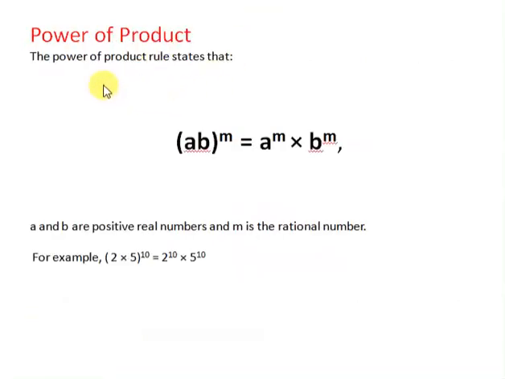Next is power of products. The power of product law states that if two numbers are in a product and they are raised to a single power m, then this power becomes the power of a and b separately. Here a into b whole to the power n will become a to the power n into b to the power n. See the example. Here 2 into 5 whole to the power 10. So this power 10 becomes the power of 2, as well as the power 10 becomes the power of 5. So 2 to the power 10 into 5 to the power 10.